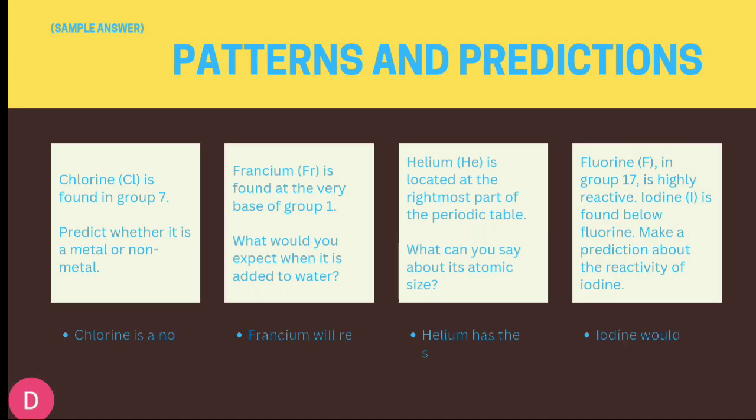Here are simple answers of the questions asked from you. Number one, chlorine is a non-metal. Number two, francium will react explosively. Number three, helium has the smallest atomic size. Number four, iodine would be less reactive than fluorine.